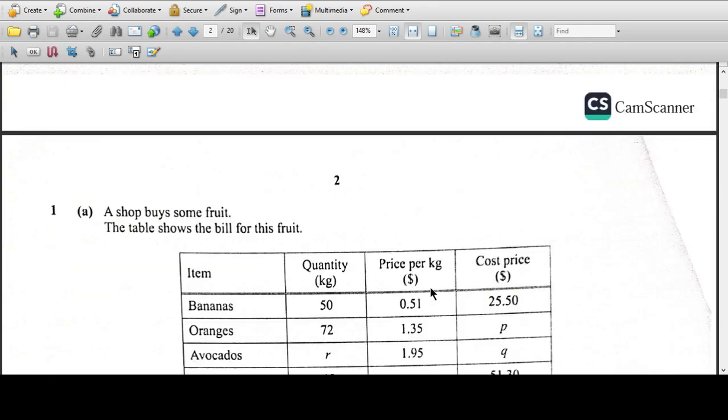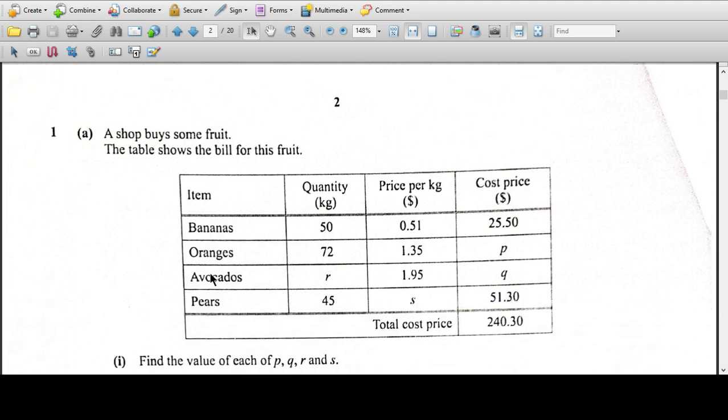Here the first question is: a shop buys some fruit. The table shows the bill for this fruit. In column 1 we have items, and in column 2 the quantity in kilograms. In the third column we have the price per kg, the unit price, and in the last column the cost price. Finally, in the last row we have the total price, which is the sum of all the cost prices.